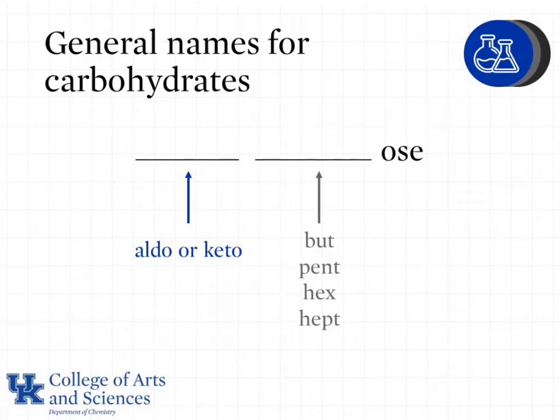It tells us the number of carbon atoms by using one of the organic prefixes. Any of them can be used, but these are some of the most common ones that you will see. So if we have 6 carbons, we'll use the prefix hex. And the OSE ending tells us we're dealing with a carbohydrate.